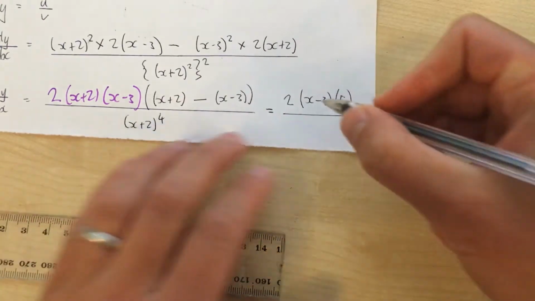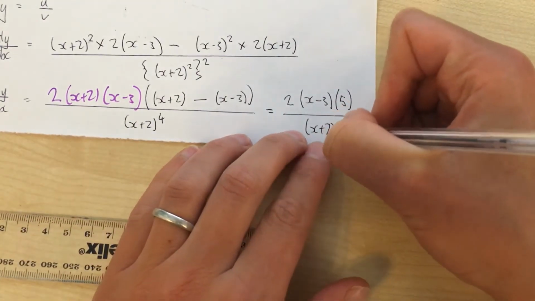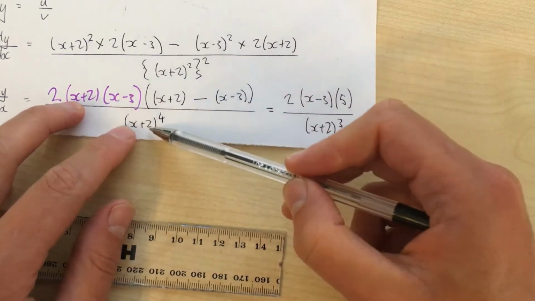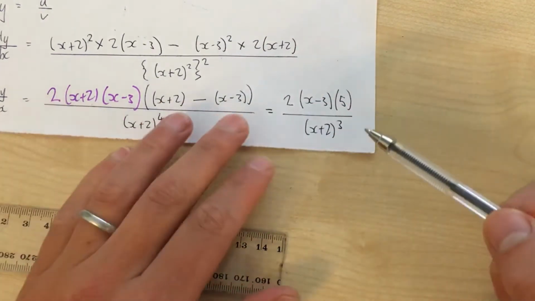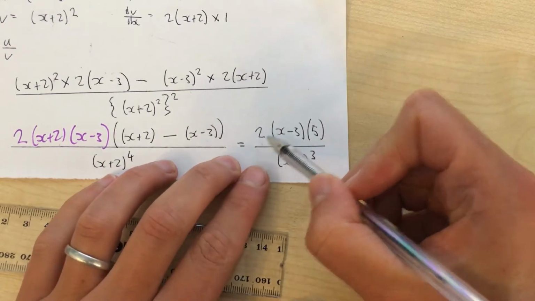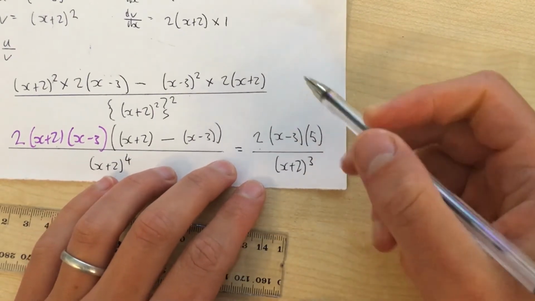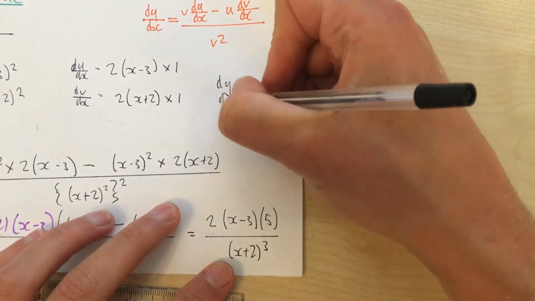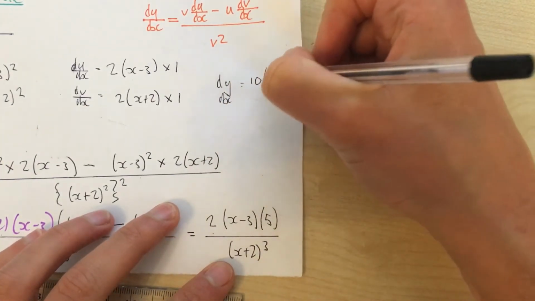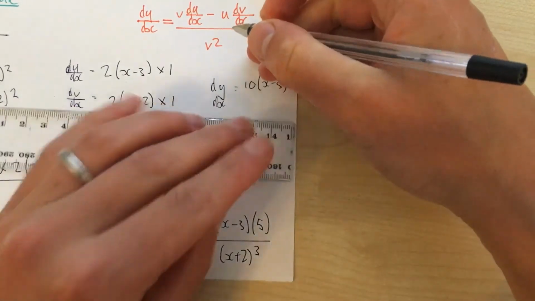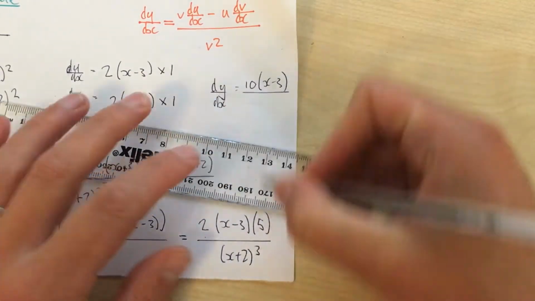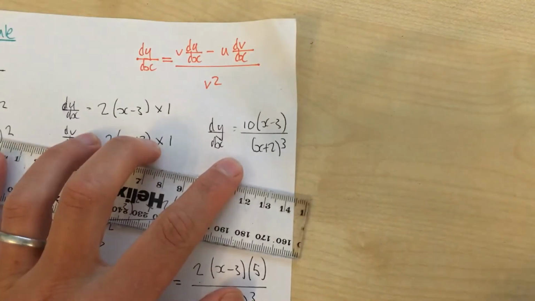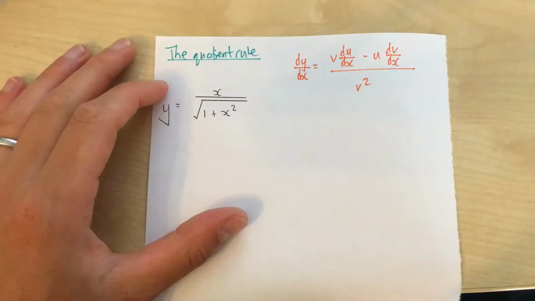And that is all over x plus 2 cubed, because I cancelled one of the factors x plus 2 here with one of the factors x plus 2 here. And then now I just need to find the product of 2 and 5 to tidy this up, which will give me the final answer. Let's write it here, shall we? dy by dx equals 10x minus 3 all over the cube of x plus 2. And there's my final answer using the quotient rule.